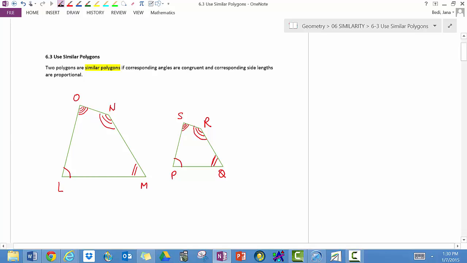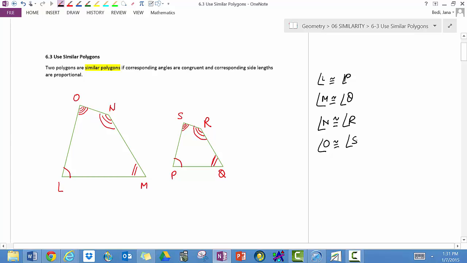In this figure, we see that angle L is congruent to angle M. I'm sorry, let's erase that. I mean angle L is congruent to angle P. Angle M is congruent to angle Q. Angle N is congruent to angle R. And angle O is congruent to angle S.